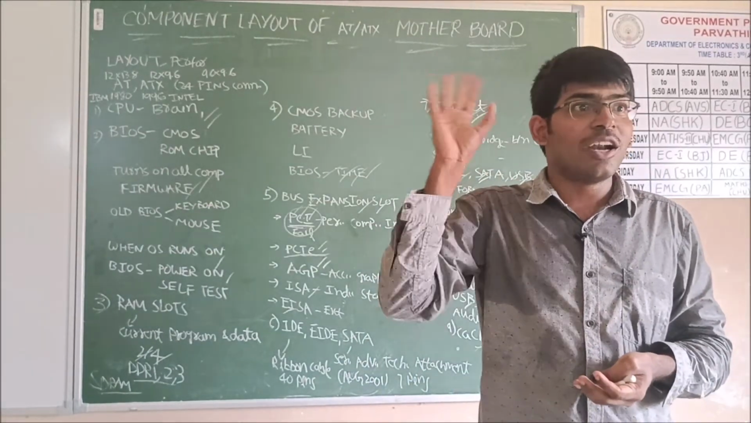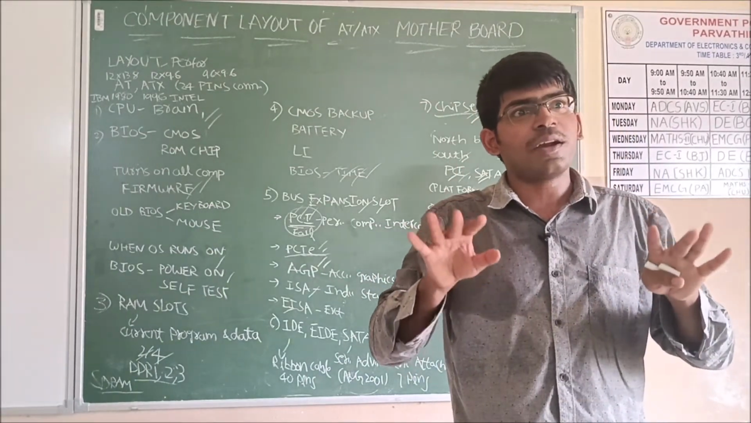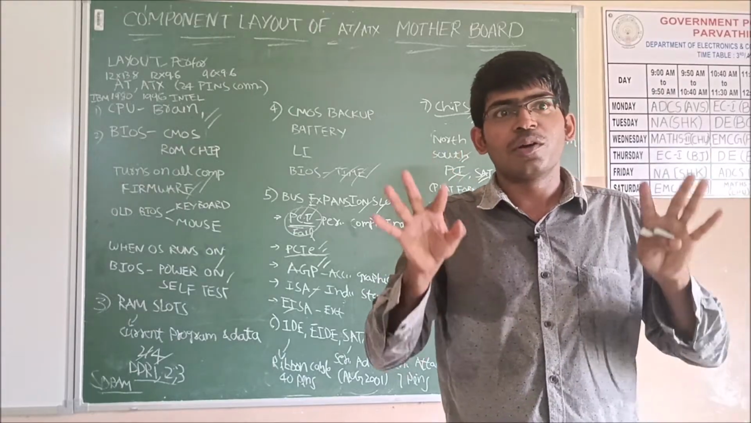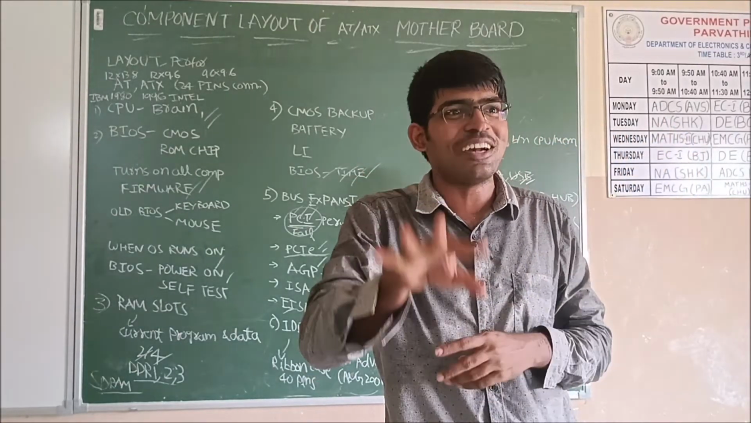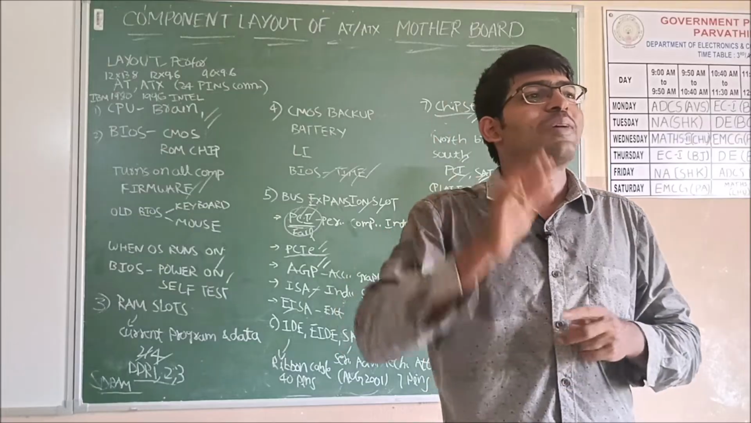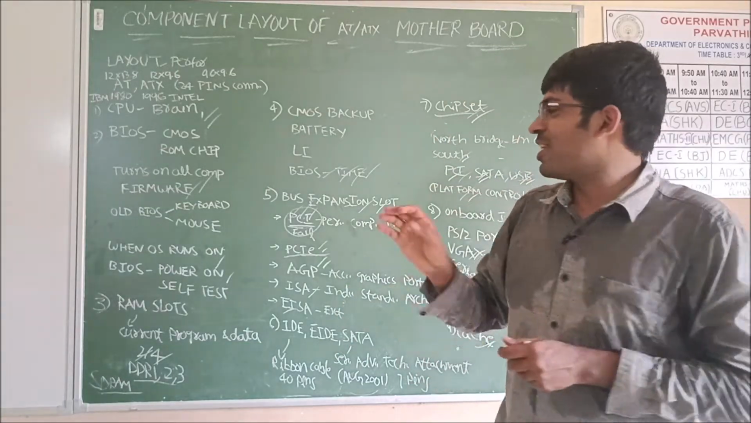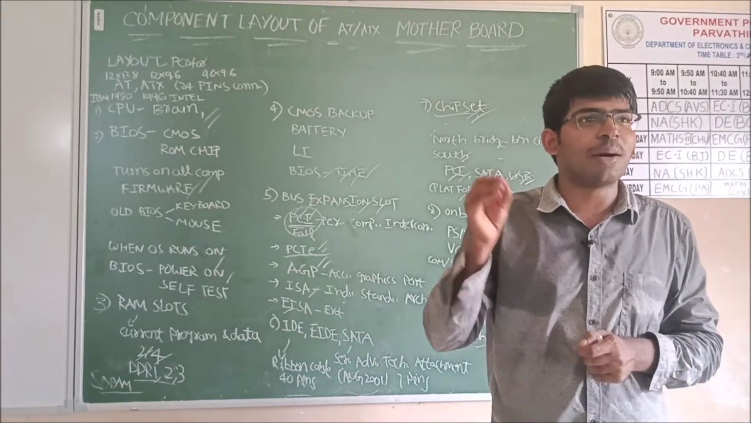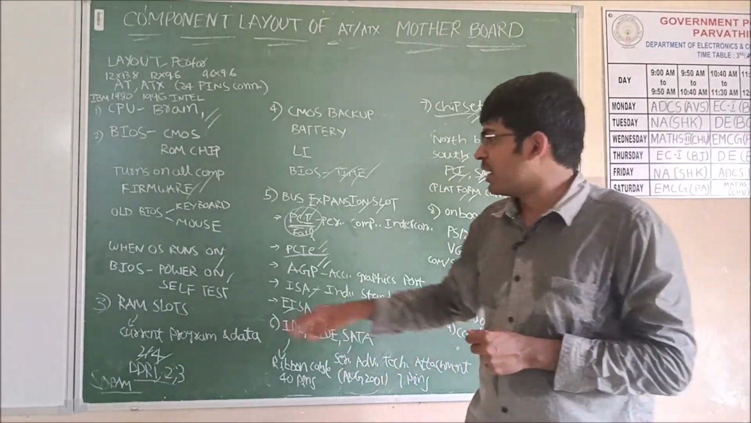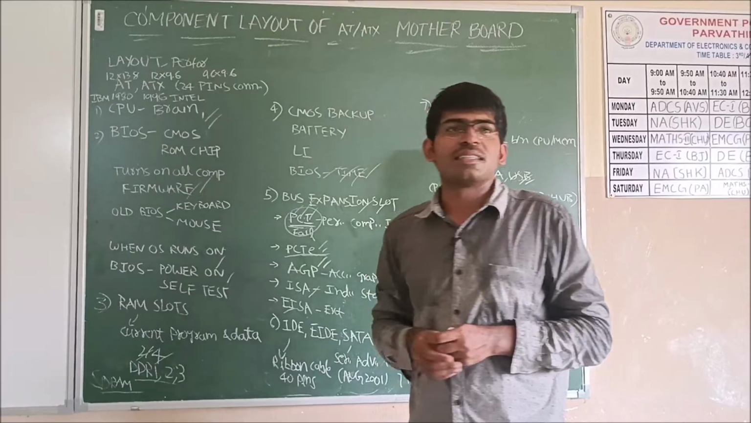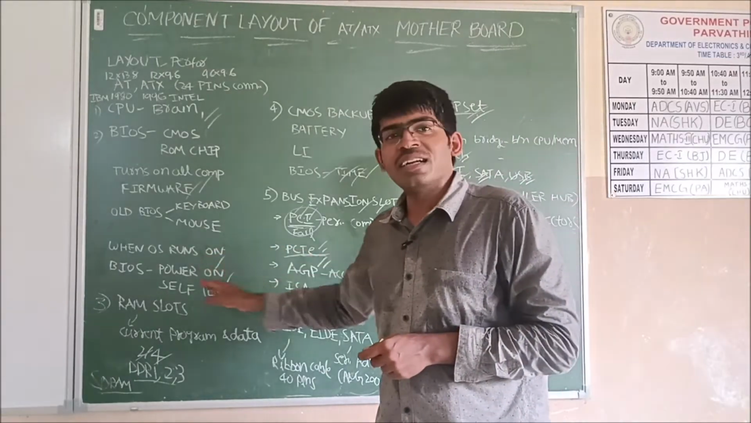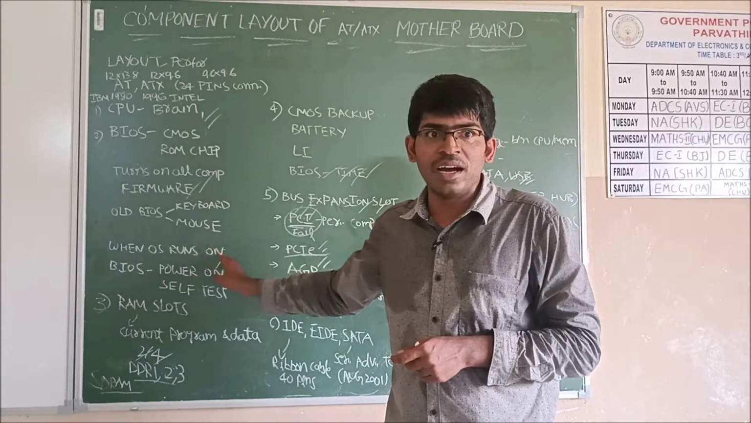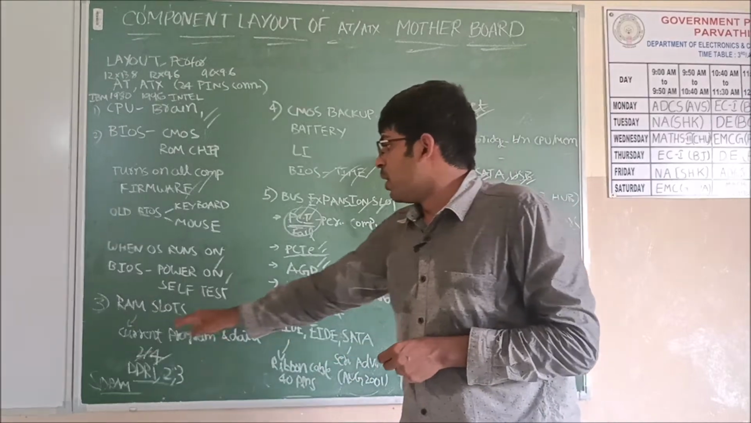Which chip are we calling the motherboard firmware? BIOS. In olden days, in order to operate the keyboard and the mouse, should the BIOS be continuously operated or operated one time? Continuously operated. Okay. When the BIOS runs at the starting, we are calling that power on self-test. Power on self-test. Okay.